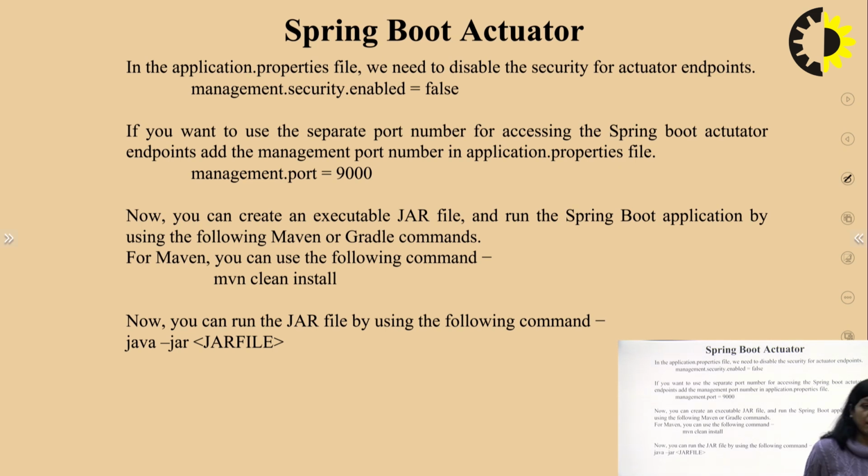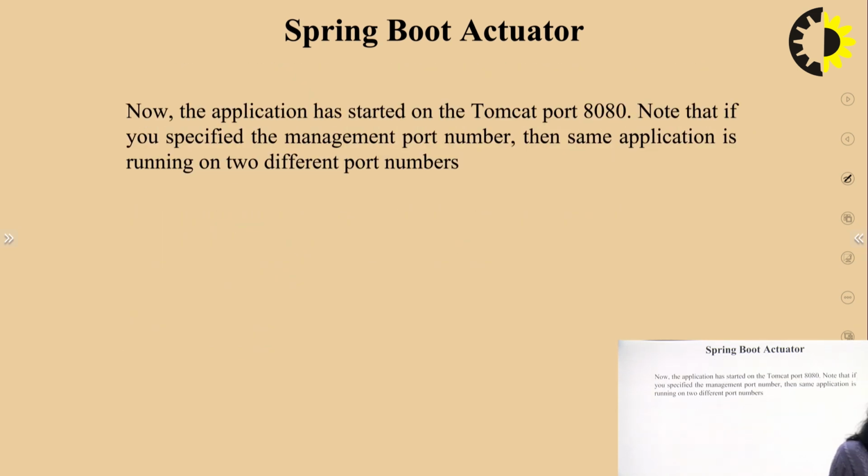Now we can create an executable jar file and run the Spring Boot application by using the following Maven or Gradle command. If we use Maven, we can use the command mvn clean install, and now we can run the jar file by using the command java -jar and the jar file name. Now the application by default has started on the Tomcat port 8080. It is to be noted that if we specified the management port number, then the same application is running on two different port numbers.